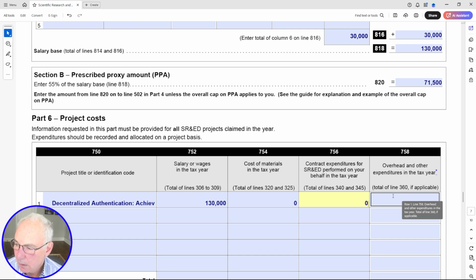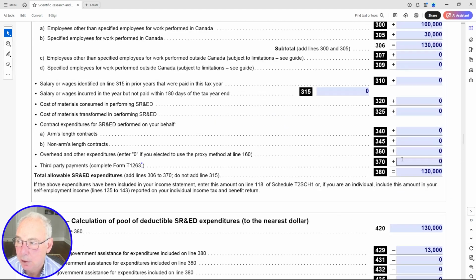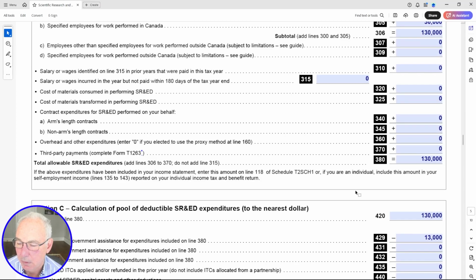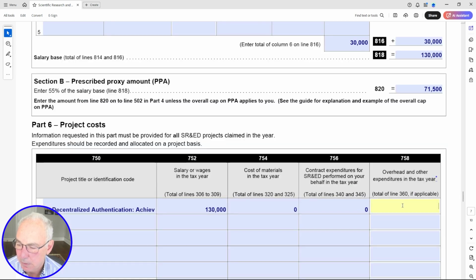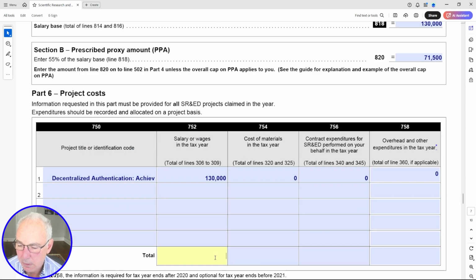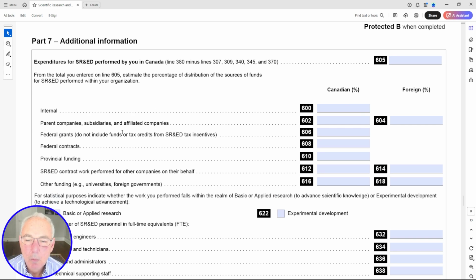Overhead and other expenditures in the tax year, the total of line 360 if applicable. We could go check, but line 360 should be 0, and it is 0, and that's because we have been using the proxy method. So let's put a 0 in here, and you would need to add up the totals of all of the projects that you've had, but we only have one project, so we're at $130,000. We're almost done our T661. There's just a few more pieces of information that the government would like.